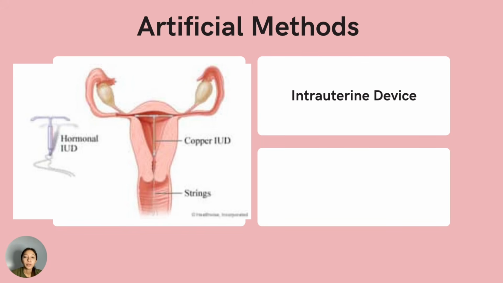and it is inserted after ng menstruation. So the device contains progesterone and is effective for 5 to 7 years. So a woman with IUD is advised to check the flow of her menstruation every month and the IUD string, and also to have a pelvic examination yearly.